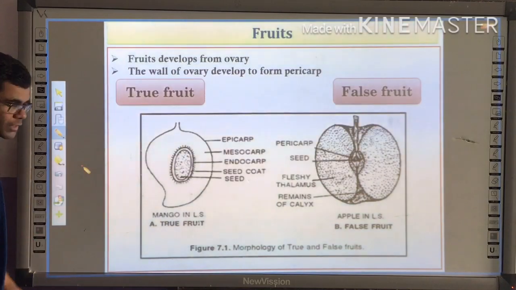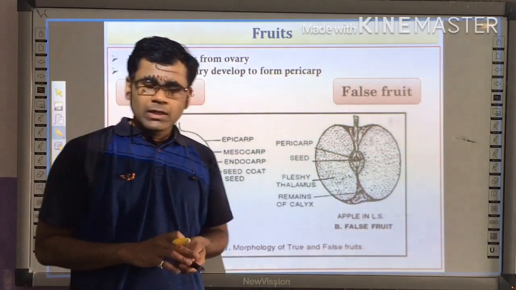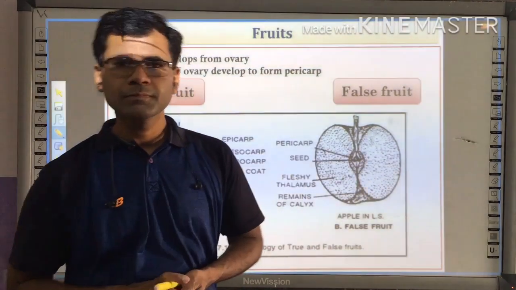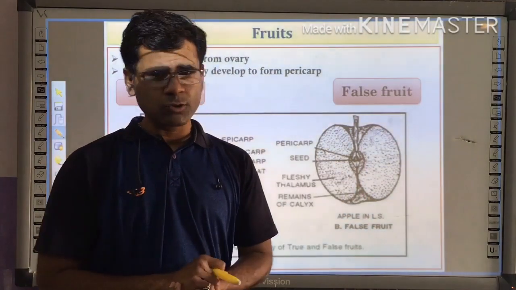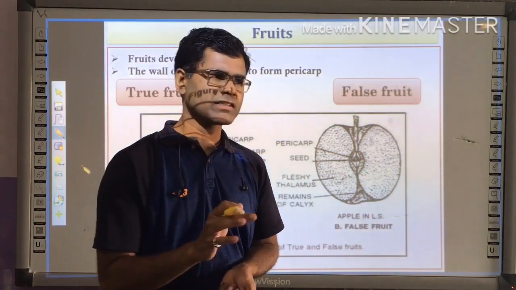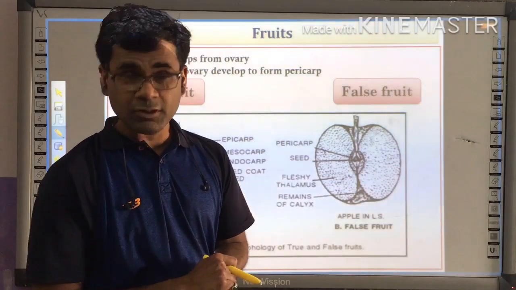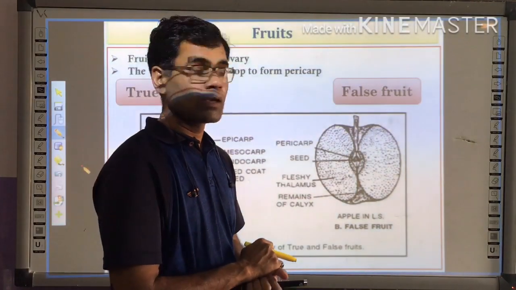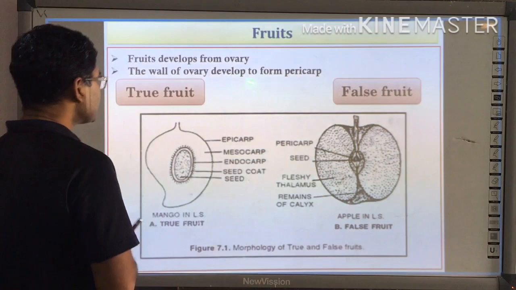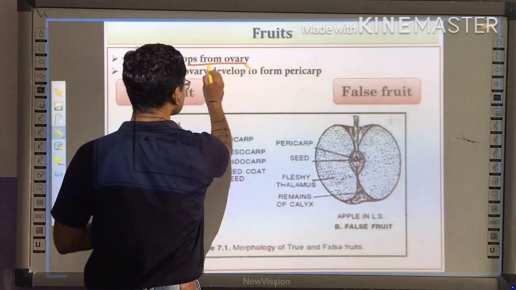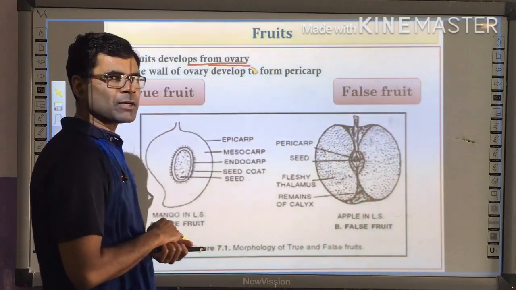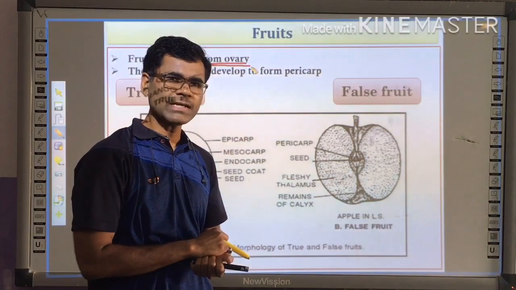Well, now come to the fruits. When seed formation is over, the seed is now developed. Now next one is our fruit formation. Fruit formation takes place from the ovary. So a ripened ovary is nothing but what is called a fruit.